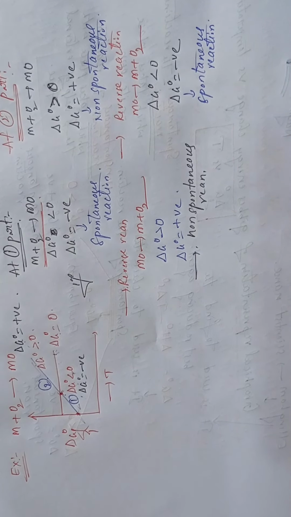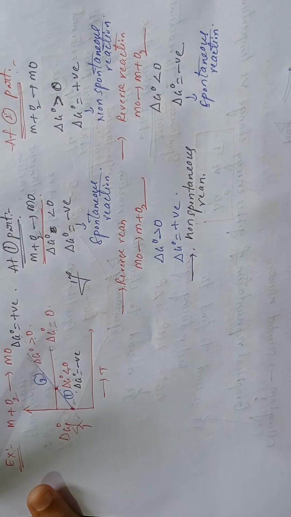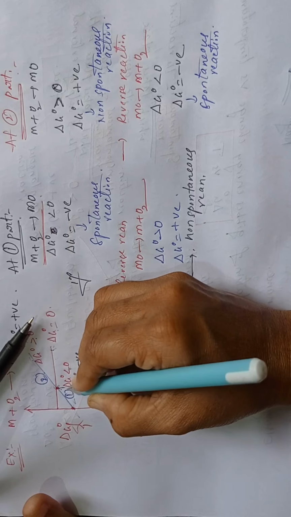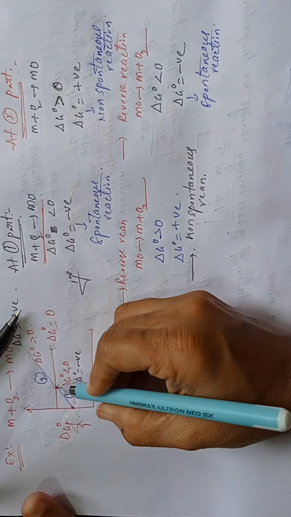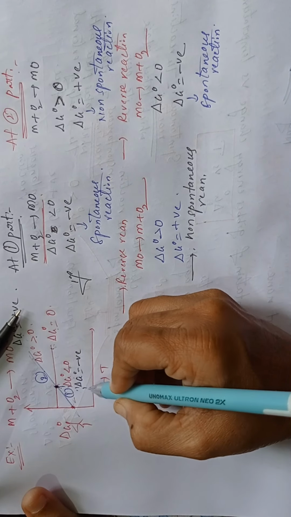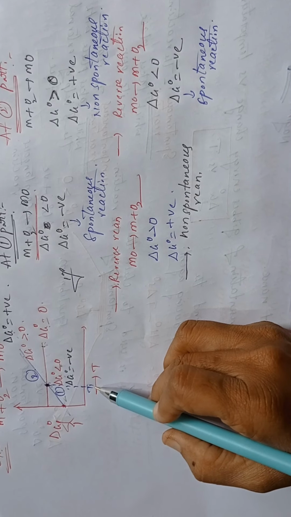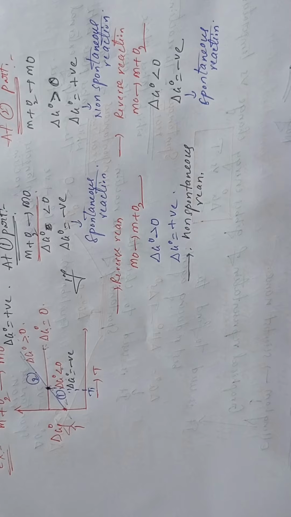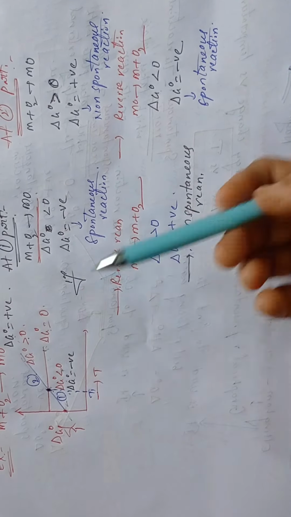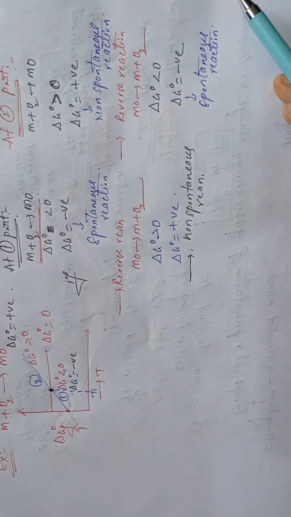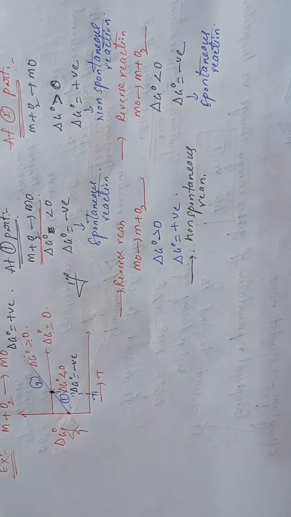So finally what we can say, students, here this is the temperature. This dot here I am taking as temperature T1. Now we can say that below T1 temperature the reaction is spontaneous, and above T1 temperature, students, the reverse reaction is spontaneous. Are you clear? That means the reaction is possible. Understanding, students? So what you have to write?